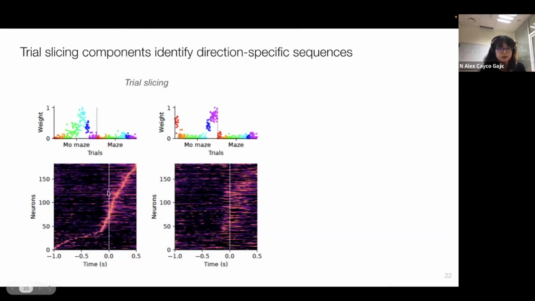But right around here, this is real in the sense that if you cross-validate, you get the same sequence corresponding to the same component. But if you look at a different component, you see that you don't have this same structure anymore. So the trial slicing components are picking out condition-specific sequences that seem to be associated with the movement dynamics, because they're happening right around the period of movement here.